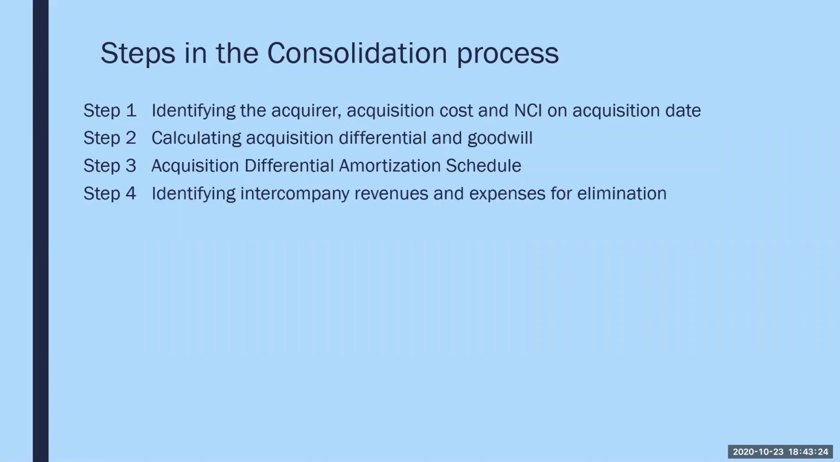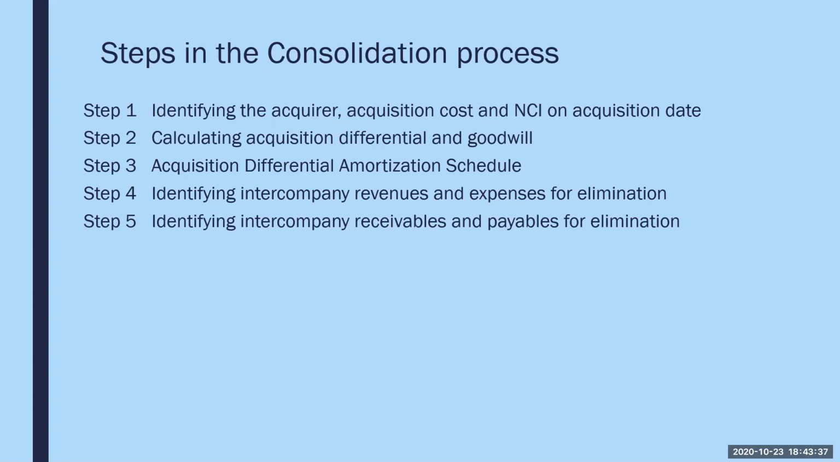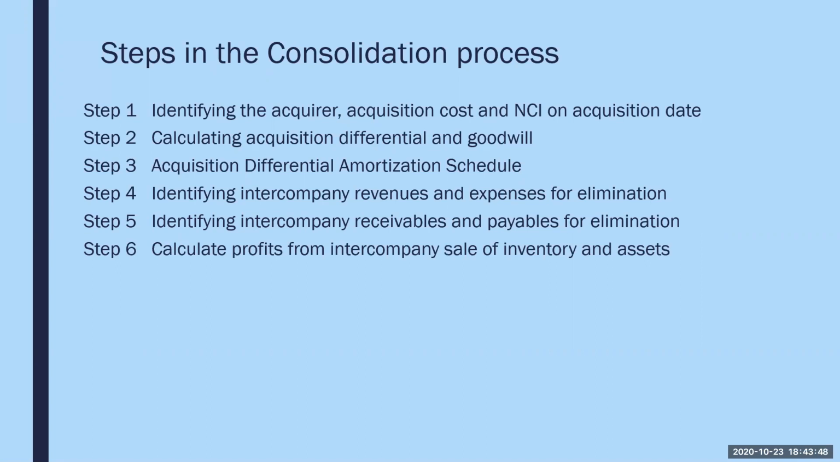Step 4, we identify intercompany revenues and expenses for elimination on the consolidated statement of comprehensive income. Step 5, we identify intercompany balances, receivables, payables that must be eliminated on the consolidated statement of financial position. Step 6 is where we identify intercompany profits resulting from the sale of inventory and assets.